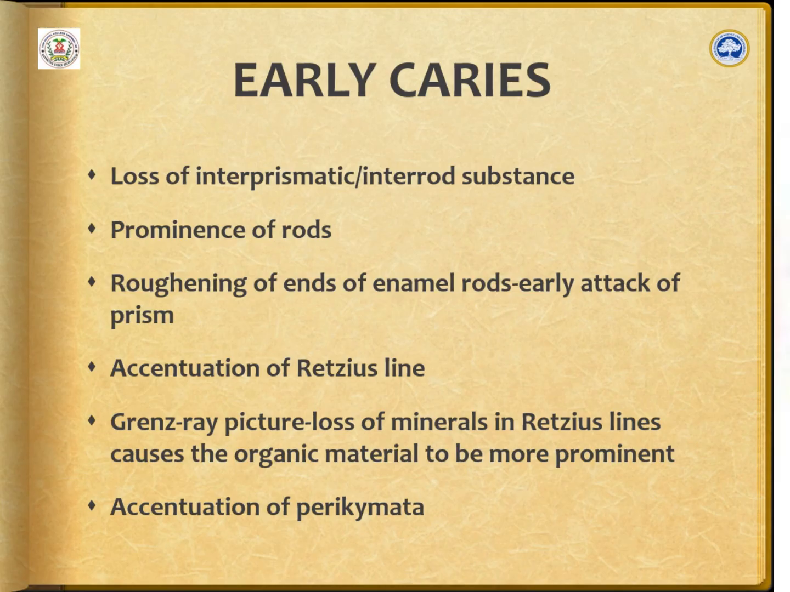So the early caries shows features like loss of interprismatic interrod substance, prominence of rods, roughening of ends of enamel rods, early attack of prism, accentuation of Retzius line, Gray's ray picture which shows loss of minerals in Retzius lines, which causes the organic material to be more prominent, and accentuation of perikymata.